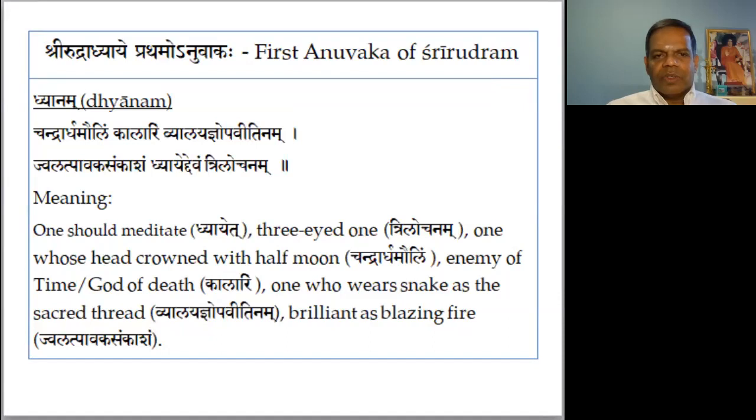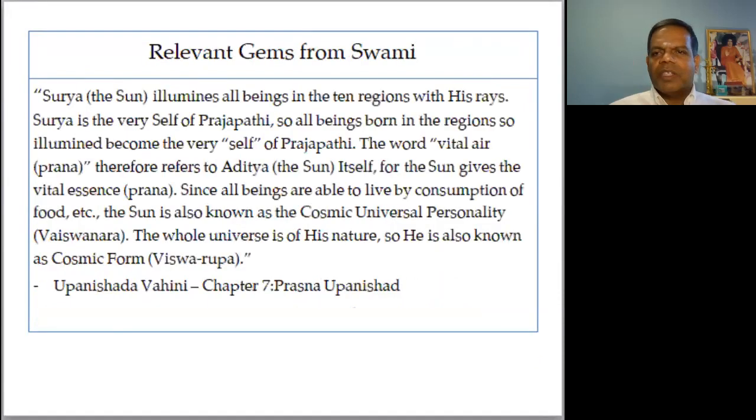So I have used, I think, the same one we have already looked at. There is no specific dhyana mantra given for this, so I have just removed it now. No one has given a dhyana shloka for this. So I did not have one, but I took two excerpts from Swami's discourses, Vahinis. We'll take a look at them.